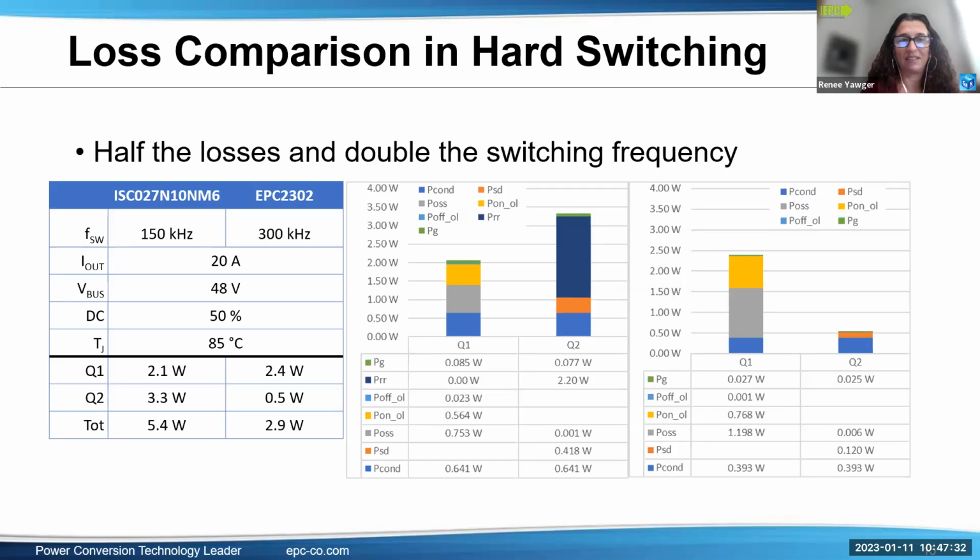Could you offer switching and power GaN diodes in the future? No, I don't think we have a plan to offer diodes.